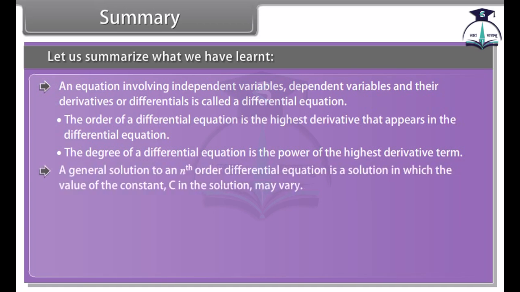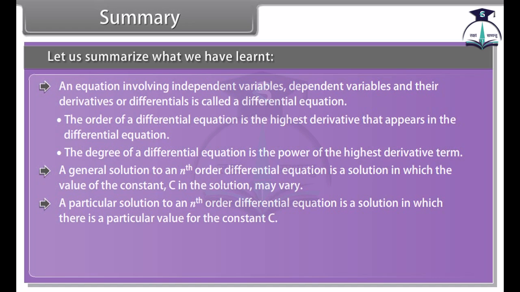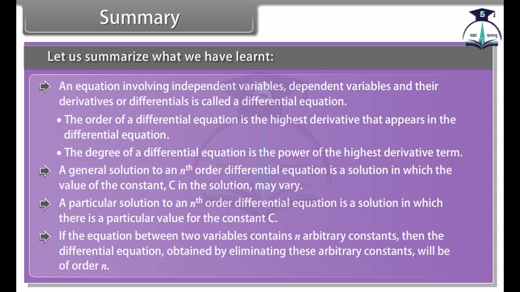A general solution to an nth order differential equation is a solution in which the value of the constant c may vary. A particular solution to an nth order differential equation is a solution in which there is a particular value for the constant c. If the equation between two variables contains n arbitrary constants, then the differential equation obtained by eliminating these arbitrary constants will be of order n.